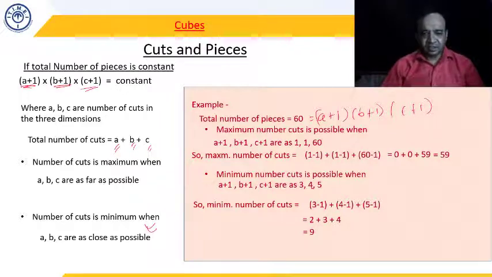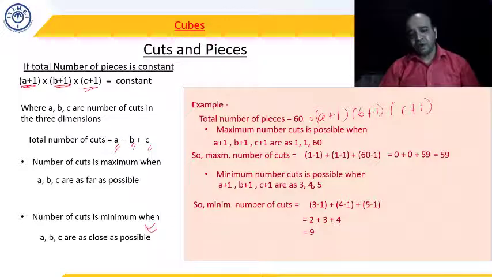I hope this is clear. So this is the conclusion. I repeat this conclusion: if the total number of pieces is constant, then the number of cuts can be maximum if the distribution of the cuts is as far as possible. And this is possible for maximizing when we go for all the cuts along only one dimension.